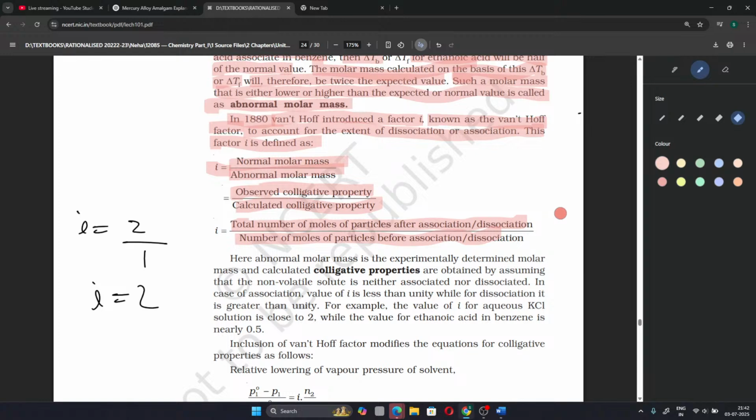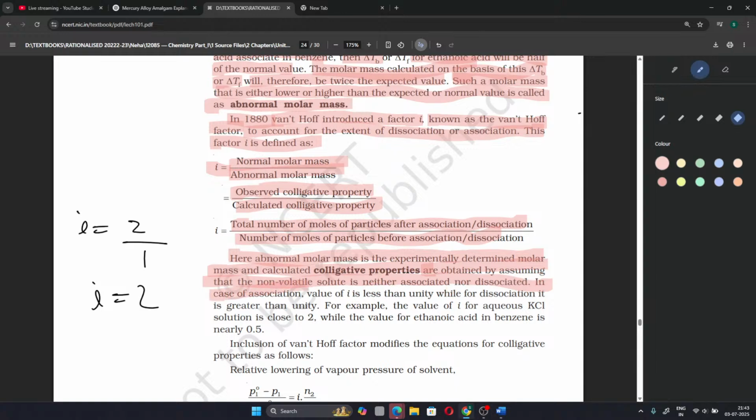i can be defined as normal molar mass by abnormal molar mass, observed colligative property by calculated colligative property, or total number of moles of particles after dissociation or association by total number of moles of particles before association or dissociation. Here abnormal molar mass is experimentally determined. Molar mass and calculated colligative properties are obtained by assuming that the non-volatile solute is neither associated nor dissociated.